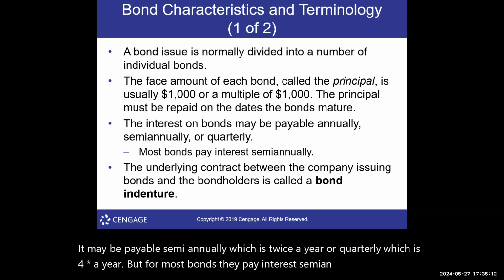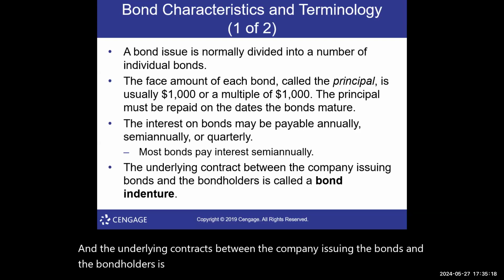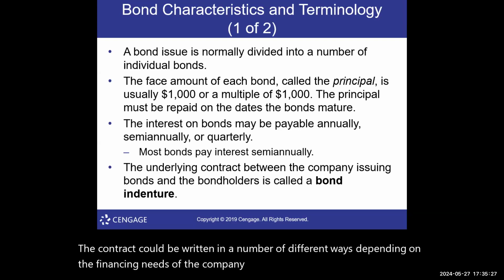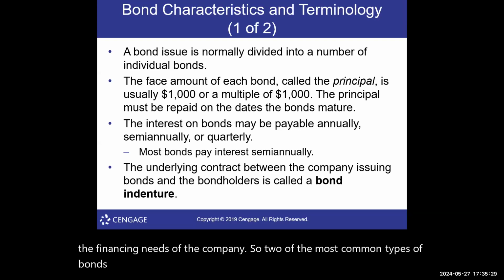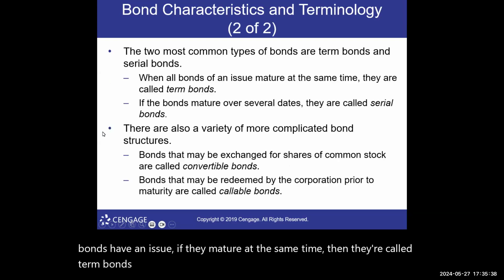The underlying contract between the company issuing the bonds and the bondholders is called the bond indenture. The contract could be written in a number of different ways, depending on the financing needs of the company. Two of the most common types of bonds are term bonds and serial bonds. When all of the bonds of an issue mature at the same time, they're called term bonds. If they mature over several dates, these are called serial bonds.